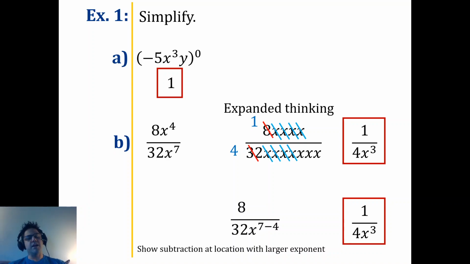Again, the one caution about the expanded thinking is if you have some exponents like 10, 11, even greater than that, that's where students in the past have made mistakes by crossing off either too many or too few of the variables.